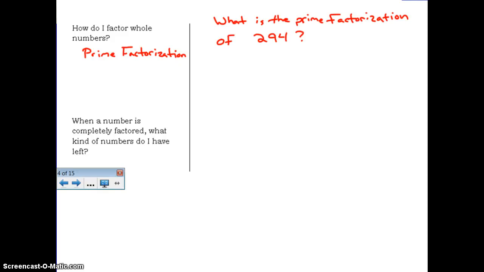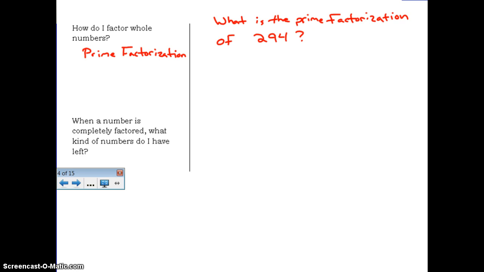All right, so this is Unit 2A, Day 2, factoring GCF and trinomials. To answer our question, how do I factor whole numbers, I just want to stop right there and explain factoring as easily as I possibly can.